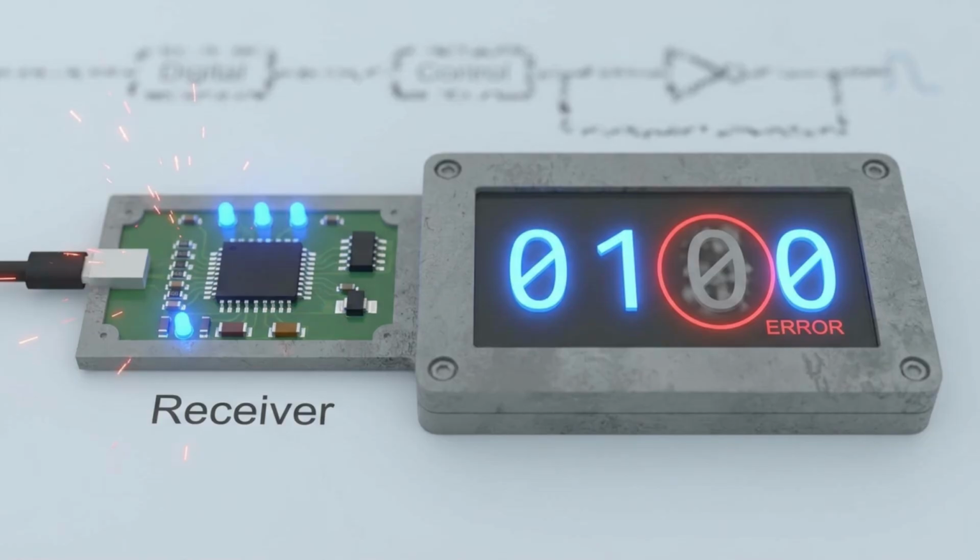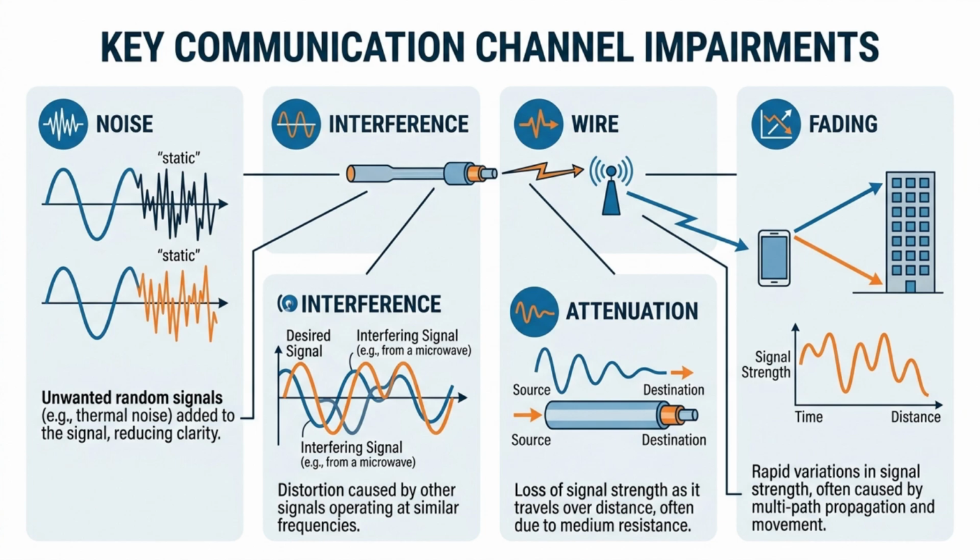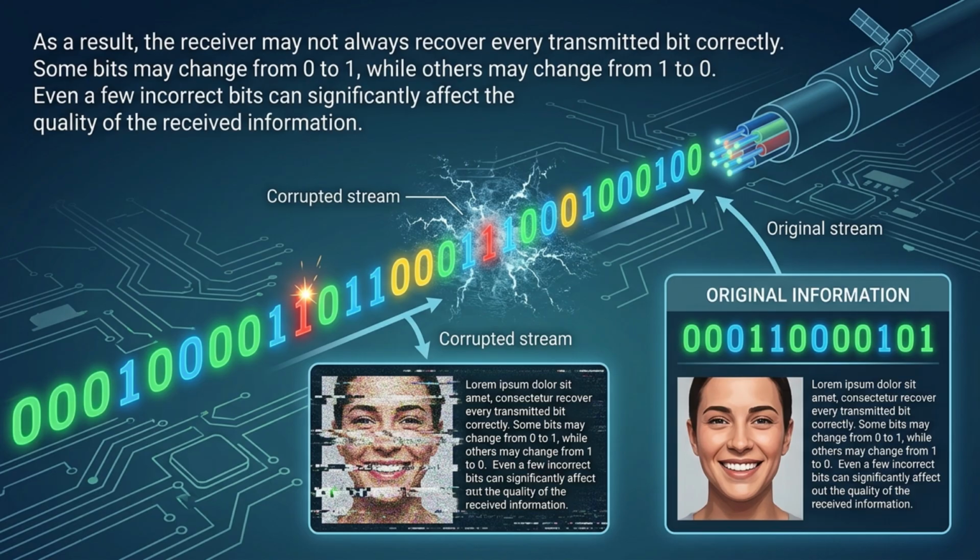For a text message, a photo, or even a banking transaction, the answer is absolutely yes. These mistakes are called channel errors, and every communication system must deal with them. In the previous lesson, we learned that communication systems encode information to improve reliability before transmission. However, even the best encoding techniques cannot prevent every problem. Once a signal enters the communication channel, it is exposed to noise, interference, attenuation, fading, and many other impairments. As a result, the receiver may not always recover every transmitted bit correctly.